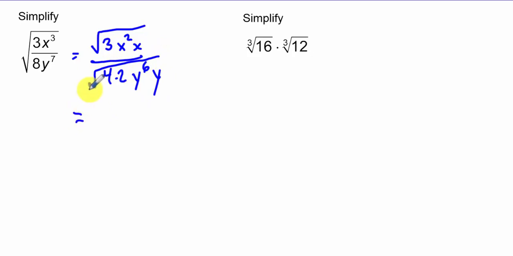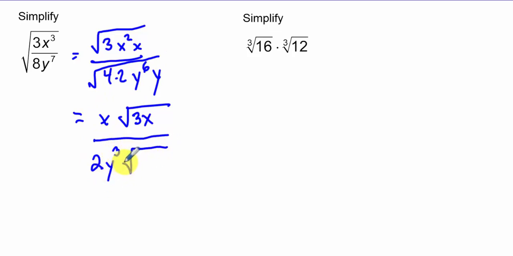I'm going to break that down real quick and simplify it. I've got an x and a root 3x. And then in the denominator, I have a 2 that comes out from the 4. And then what multiplied by itself is y to the 6? That's y cubed. Underneath the radical, I've got a 2 and a y. And now I need to rationalize by something that will get rid of this radical here. So that's going to be root 2y and root 2y.